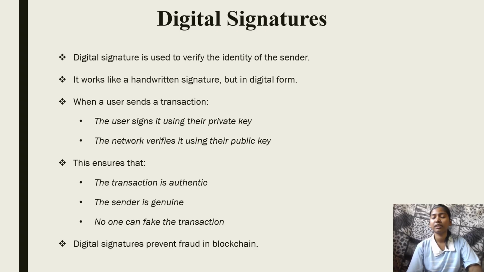So, the fourth one is digital signatures. Digital signature is used to verify the identity of the sender. So it is the key, or it is the proof that this author or owner is authorized. It works like a handwritten signature, but it is in digital form.